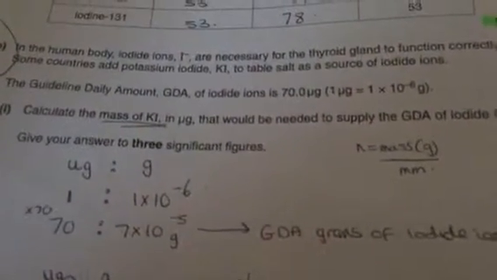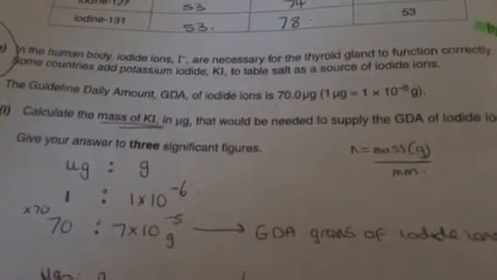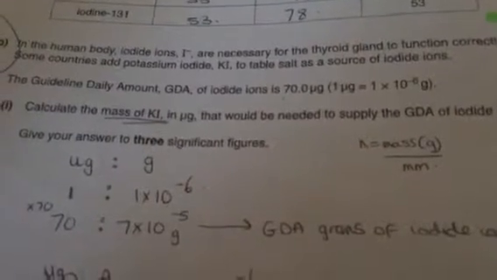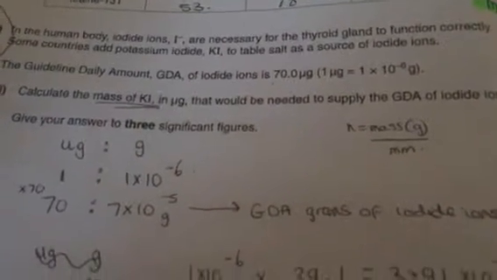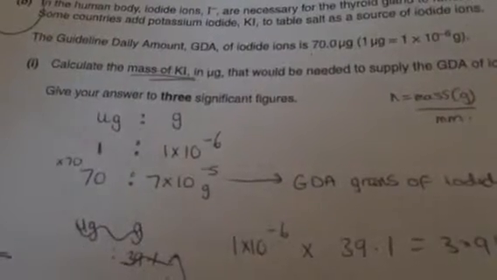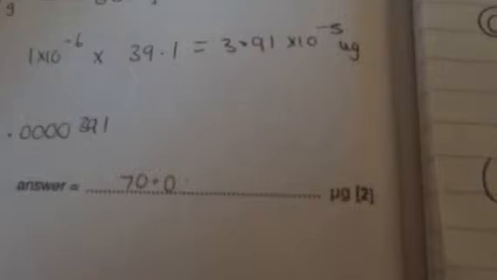So if we look back here, it gives us a conversion factor to convert micrograms into grams, 1 times 10 to the minus 6, and I've just used this value to do that conversion. We know that it's 3 significant figures because it tells us here in bold, and we know it's micrograms because if we look at the answer, the unit is included there for us.